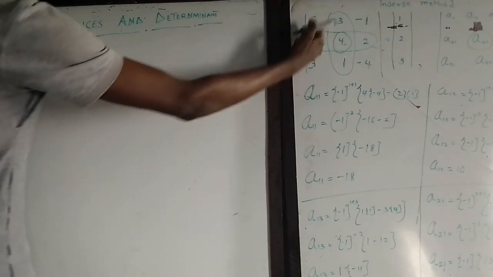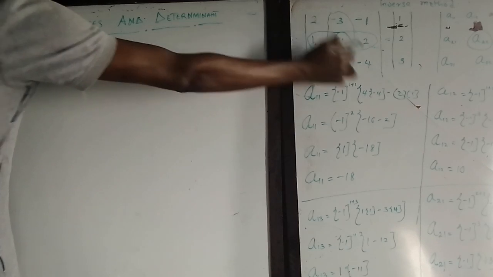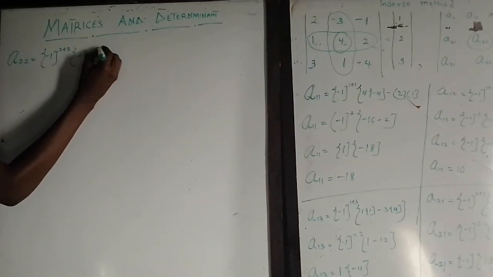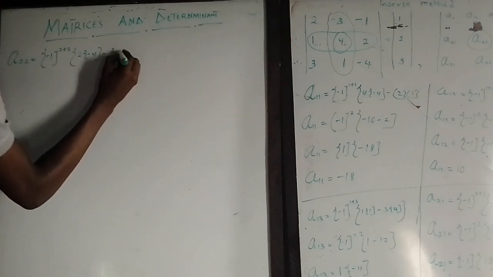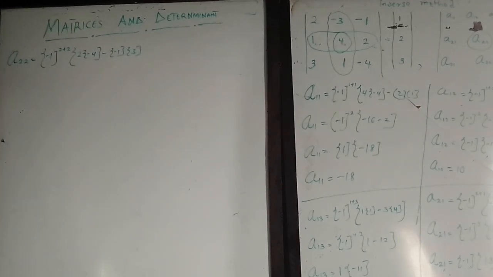So what are we using? We are using this place, and this place. So you are going to have 2 times minus 4, minus 1 times 3. So do we understand? Minus 1 times 3.